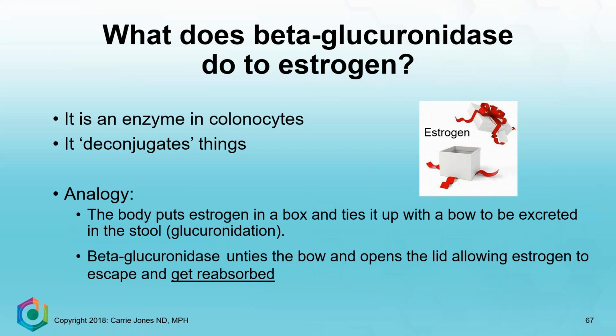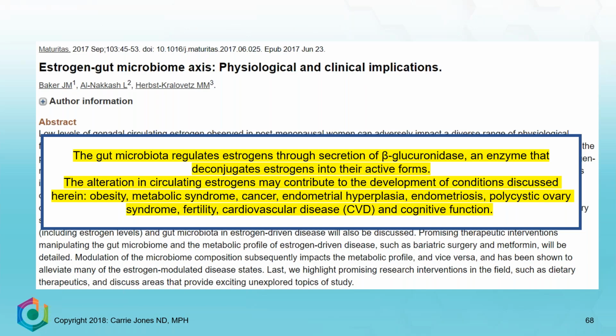It unties that bow. And there's a lot of research about the microbiome and the implications on our health at large. And here in particular, beta-glucuronidase deconjugates estrogen, and what happens is when you have excess estrogen, as we all know, it affects obesity, metabolic syndrome, cancer, endometrial hyperplasia, endometriosis, PCOS, fertility, cardiovascular disease, and cognitive function. So this study is really showing that just by having this excess of beta-glucuronidase can really affect estrogen, which then affects everything systemically.